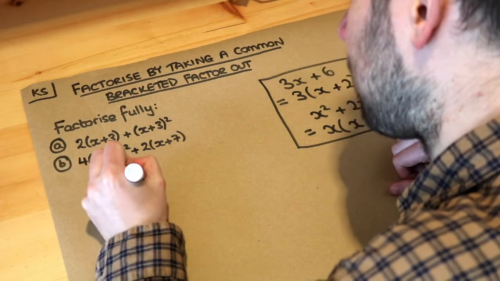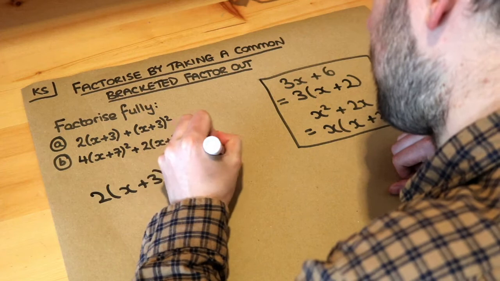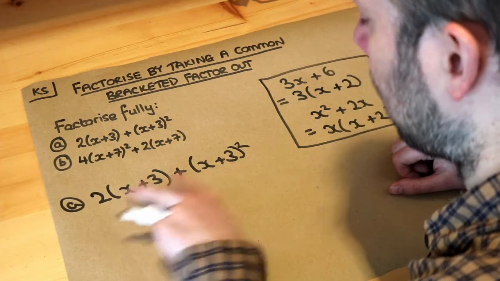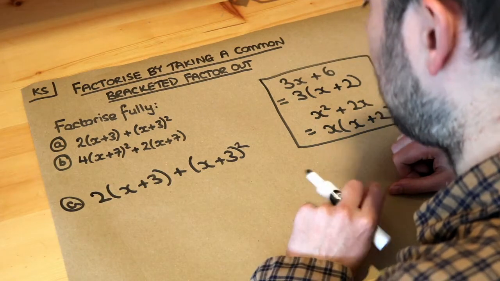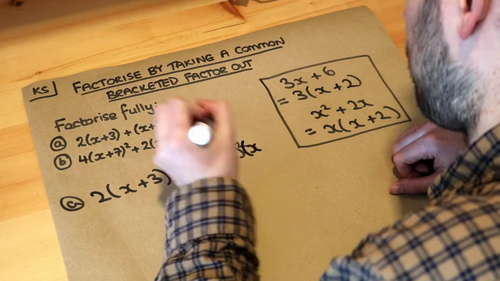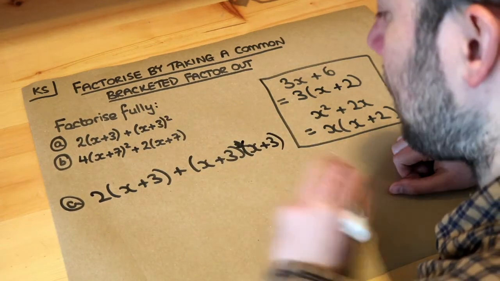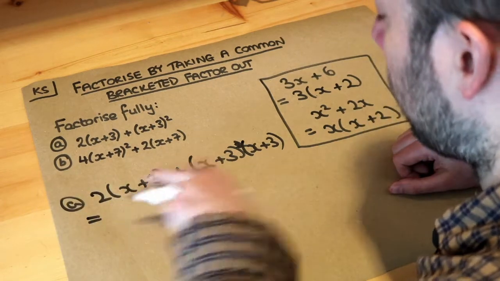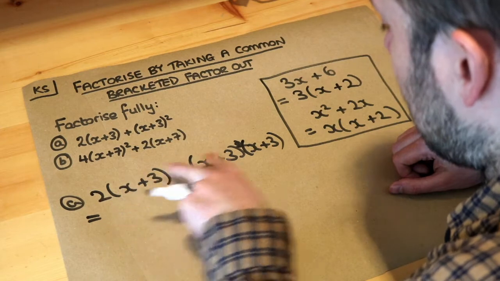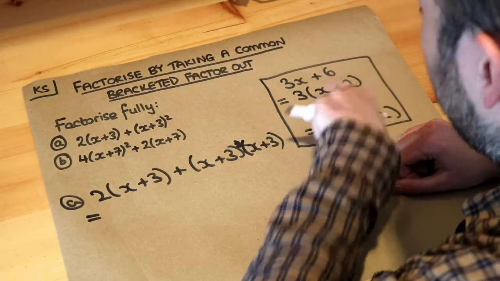So let's do this first one. We've got 2 brackets x plus 3 plus x plus 3 squared. And as I was saying a second ago, we look at what's common to the first and second things. It might help to actually write this out as x plus 3 times x plus 3. So we know that x plus 3 squared just means x plus 3 times x plus 3. And then we say, well, what's common to both? Well, we've got a bracket of x plus 3 that's common to here and common to here.